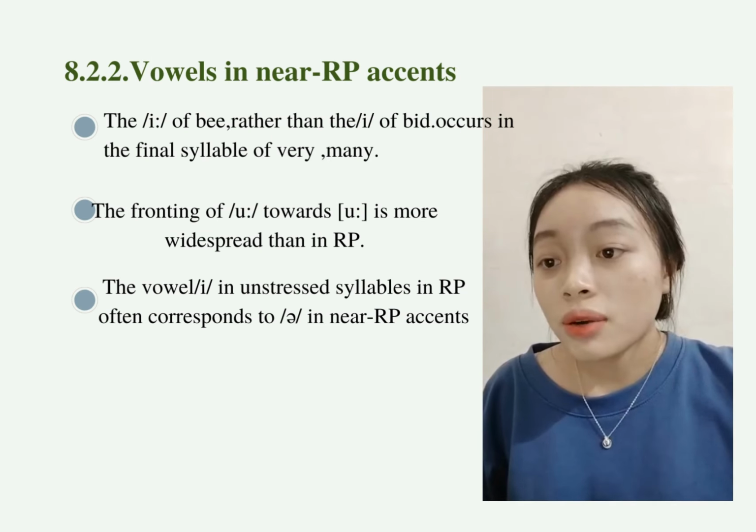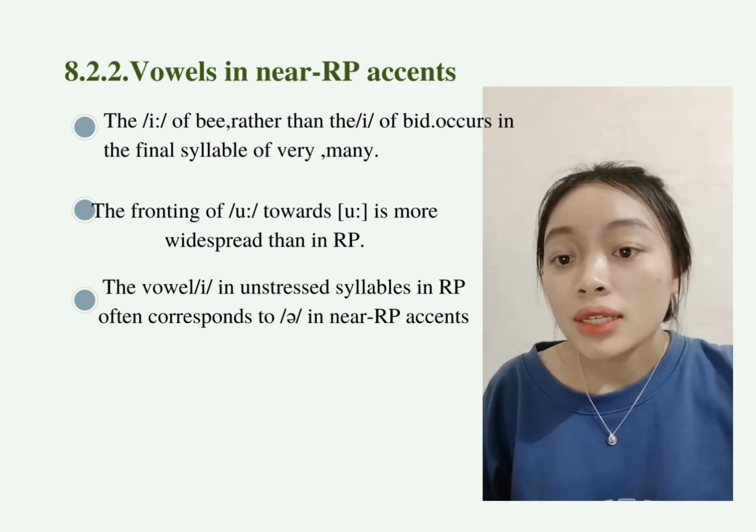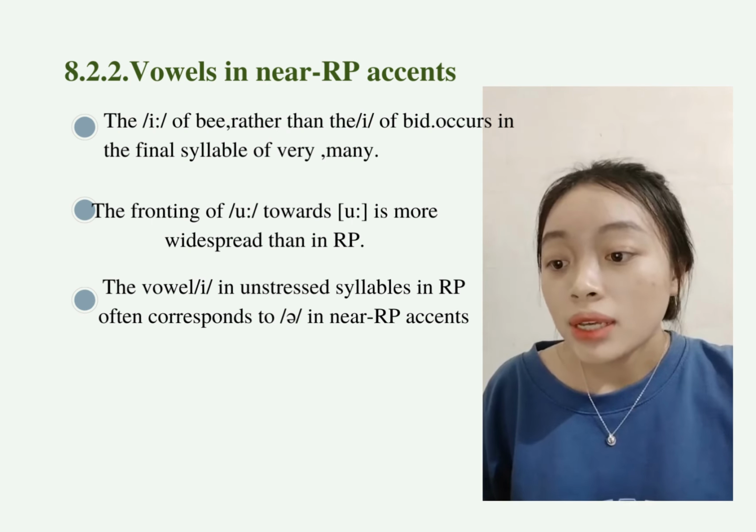The first, the schwa rather than the full vowel, occurs in the final syllable of very many words in the near-RP accent. In this respect, the accent resembles North American English, South African English, and New Zealand English. And the second, the fronting of the vowel, is more widespread than in RP. Thus, the allophone before a consonant that is not a following one in either type of accent is markedly different from those allophones that occur in all other environments.